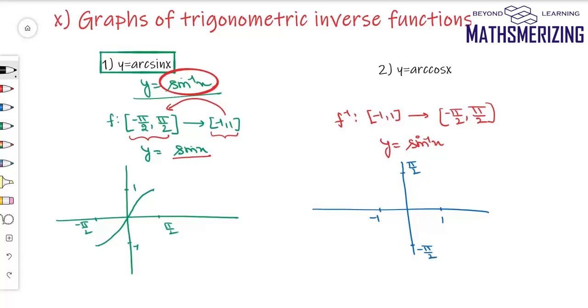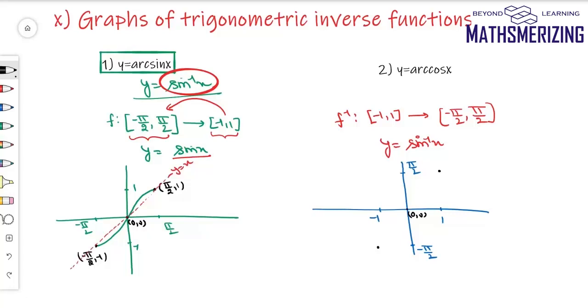Now the method that I'll follow: I'll take up points on the graph of sine x and then I'll interchange x and y. So this point on sine x is pi by 2 comma 1. If I interchange it, I'll get 1 comma pi by 2. So at 1, I'll mark a point which is 1 comma pi by 2. Now this point is 0 comma 0, and if I interchange, I'll again get 0 comma 0. And now this third point is minus pi by 2 comma minus 1, so at minus 1 it will be minus pi by 2. So I have marked 3 points on the corresponding sine inverse graph.